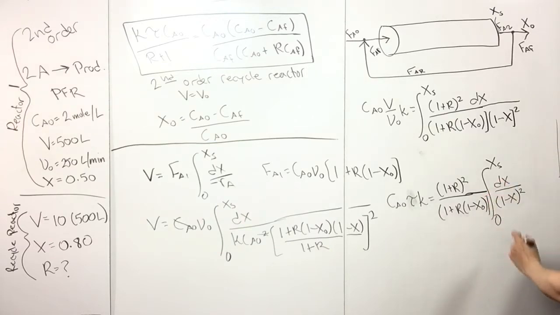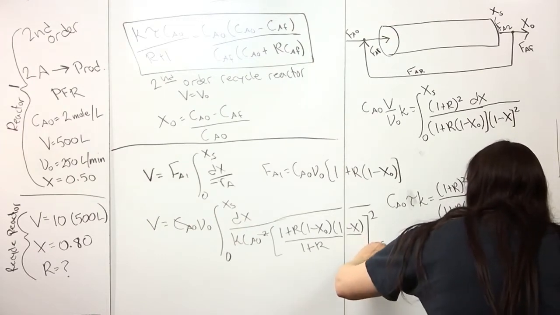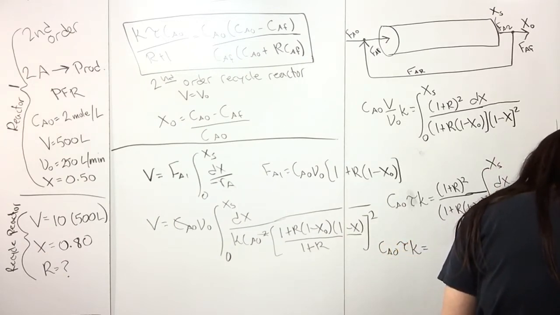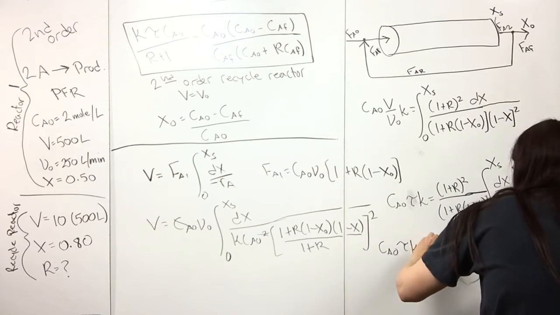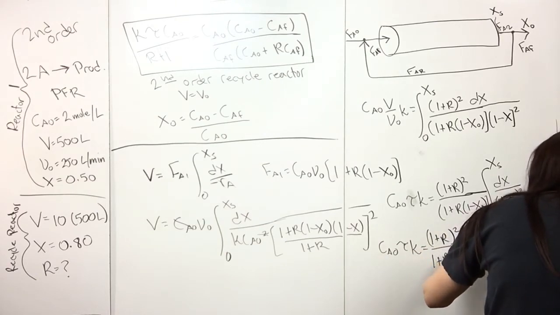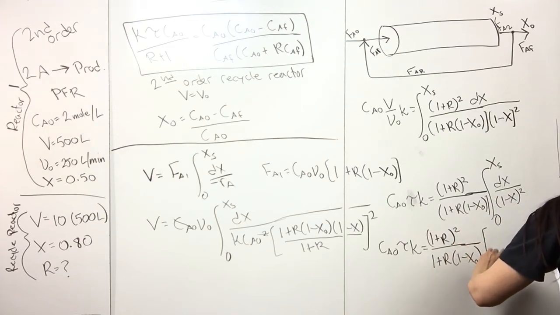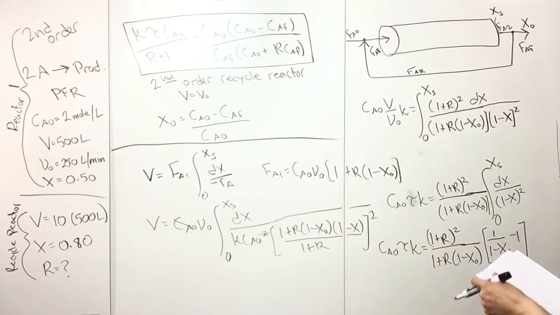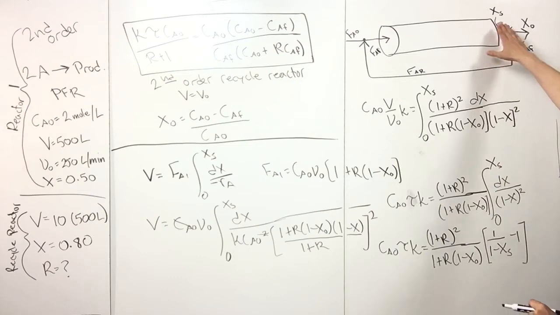You can integrate this, and being really careful to apply the limits like I talked about before, then we get CA naught tau K is equal to (1 plus R) squared over (1 plus R)(1 minus X naught) times (1 over (1 minus XS) minus 1). So then at this point we need a relationship that relates XS to X naught.